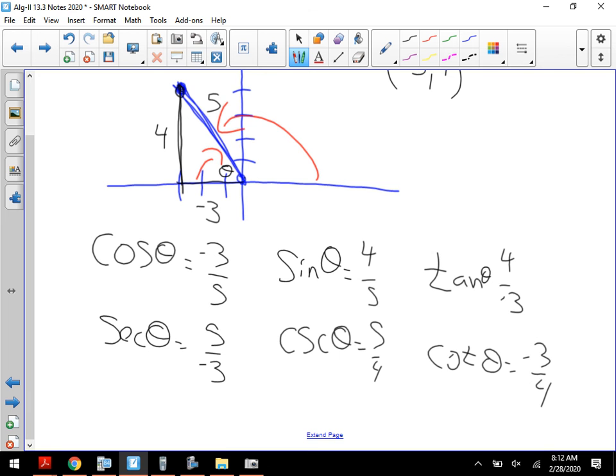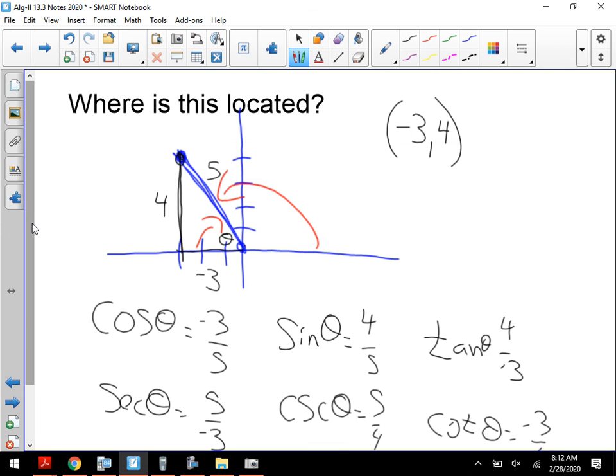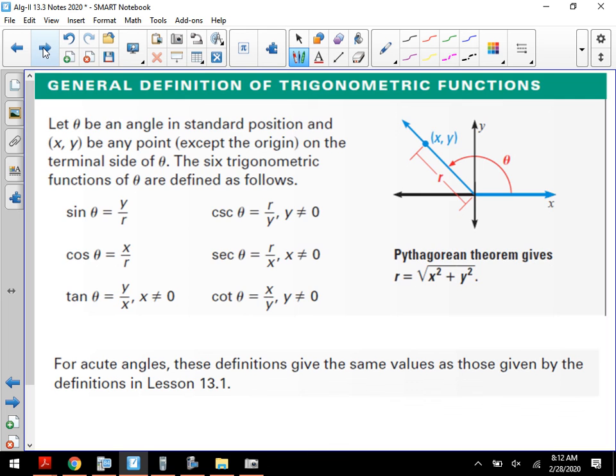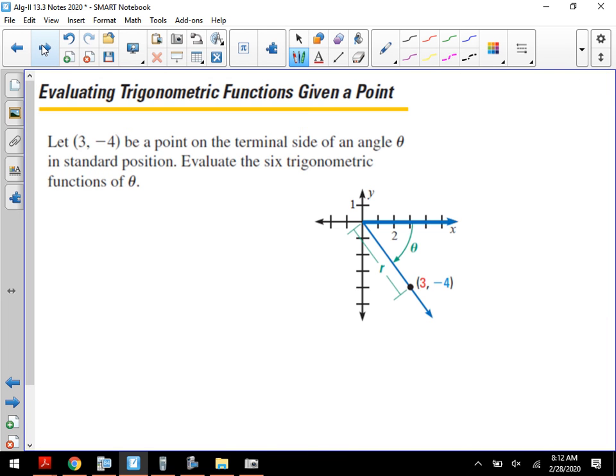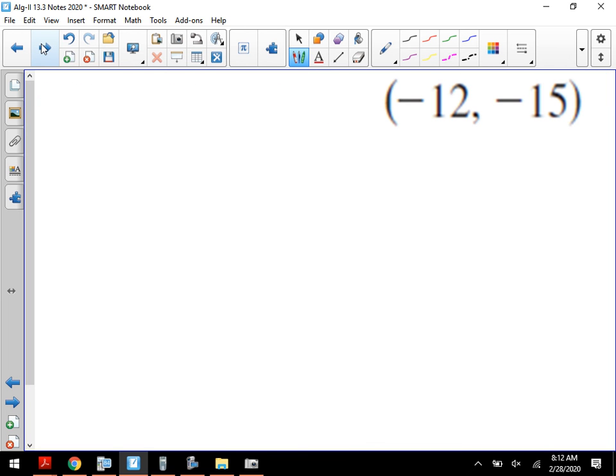Anyway, so what happens now is that by knowing one point in the plane, we can find all 6 trig functions, and all we had to do was one step of Pythagorean theorem to go from there. All right, let's try another one. Okay, let's try this. Negative 12, negative 15. 13.